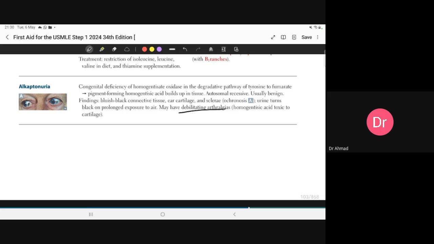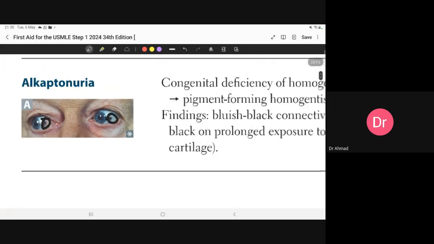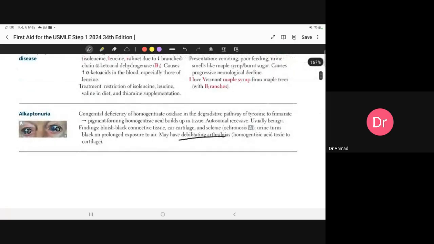Okay, the other thing is that this homogentisic acid has a pigment, so whenever it builds up, it leads to pigmentation in your eyes, mostly in your soft tissues, you can say. So in your eyes, here, if you can see, it's here and it's here. Okay, it can be in your ears also, and if it's in the sclera, like in this picture, it's known as ochronosis. Okay, and if the patient urinates, it can turn black on exposure to the air, because this is acid, it is oxidized and leads to discoloration of your urine too.